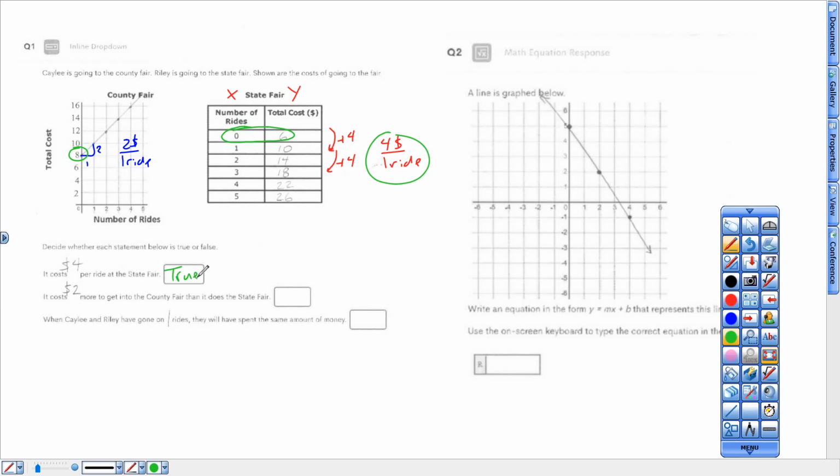It costs $2 more to get to the county fair than the state fair. County fair, I can see it costs $8. State fair costs $6, so that would be true. And then the last one, at 1 ride, they spend the same amount. So I look at 1 on this, look up at my graph, look over, 10. Look at 1 on here, I got 10. So that is another true statement.